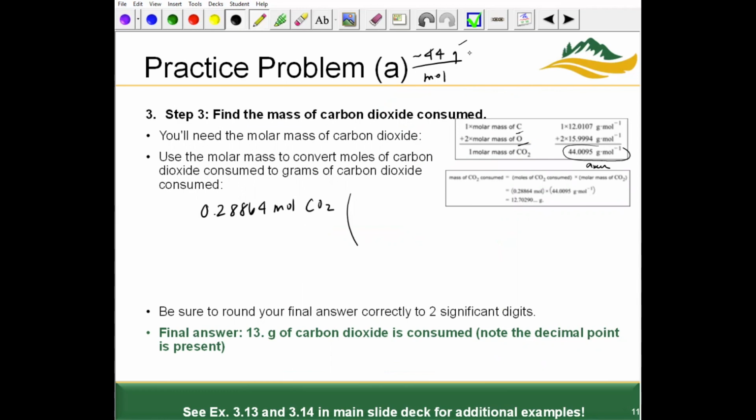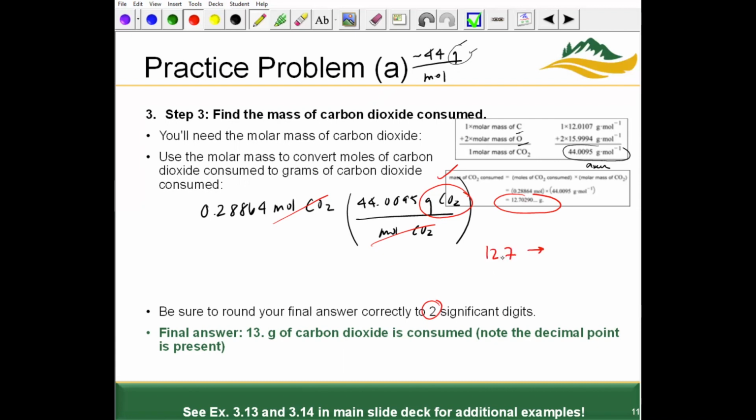How do we orient this conversion factor to leave just grams of CO2? Well, we should say 44.0095 grams of CO2 per mole of CO2. With that, moles of CO2 cancels out, leaving just grams of CO2 for our unit. Doing this multiplication, we'll get 12.7. Then to round this to the correct number of sig figs, 12.7 rounds to 13 grams of CO2.